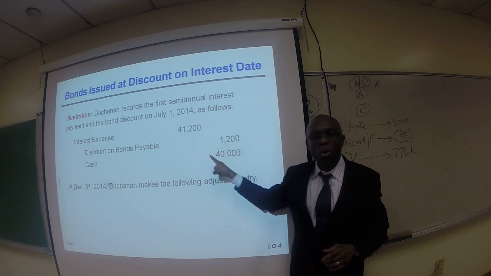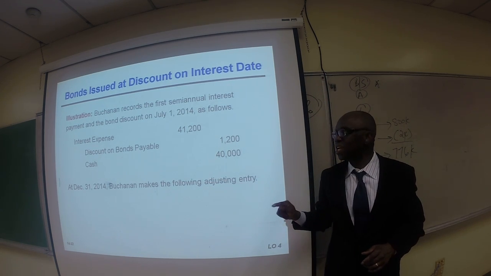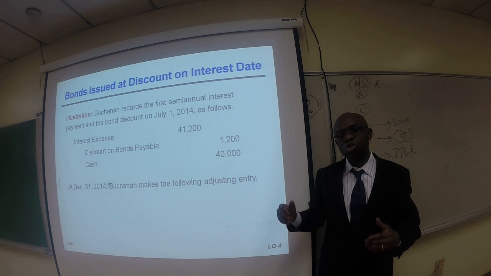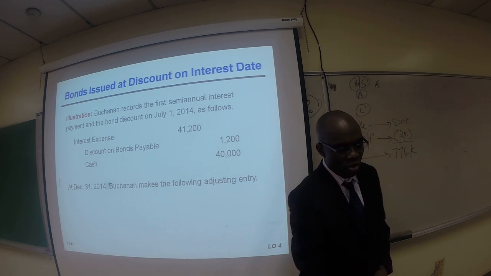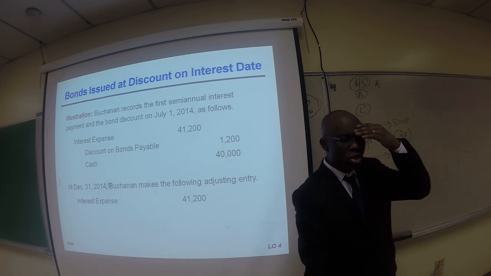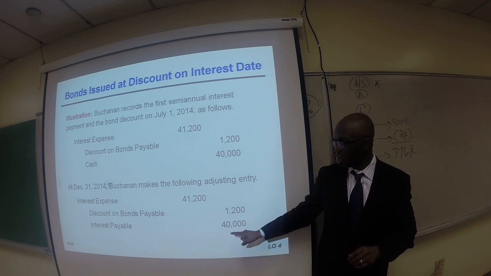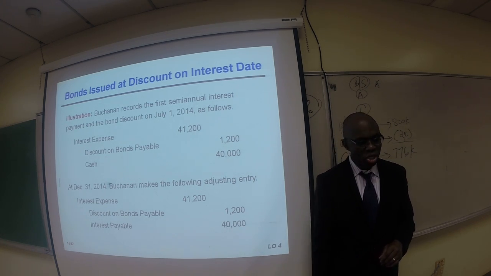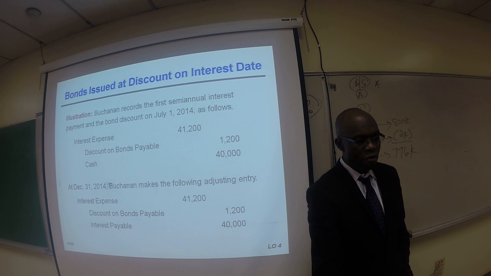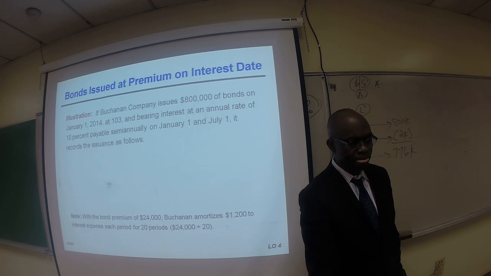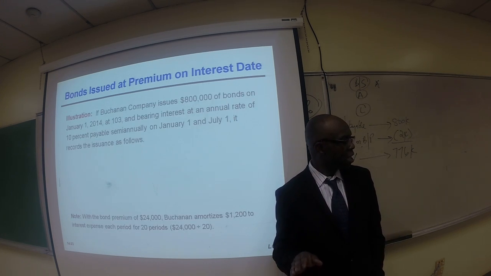As you can see, we are crediting discount on bond payable. By so doing, we are reducing it by 1,200. So on December 31st, take a look at what happened. We did the same thing. The only difference is we are accruing for interest, and the interest payable is being credited for $40,000.